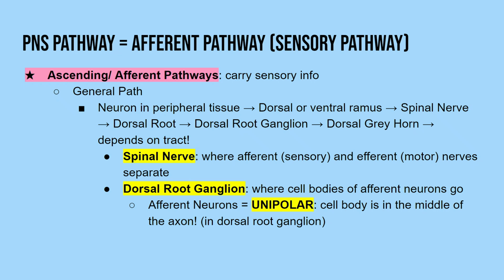So the peripheral nervous system, the pathway that starts from it, is known as the afferent pathway. So this is the sensory pathway. If you remember from last week, we were talking about the efferent pathway, which sends information from your brain out to your body to respond to a stimulus, whereas the afferent pathway is sending information from your extremities up to your brain so your brain can perceive the stimulus.